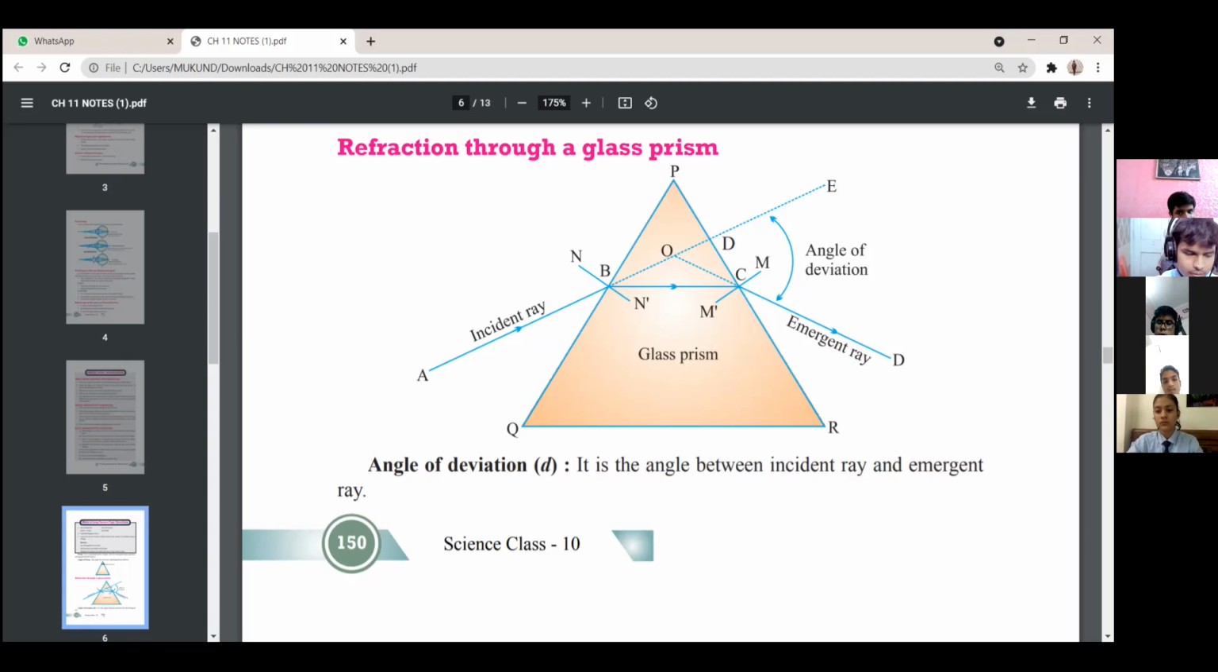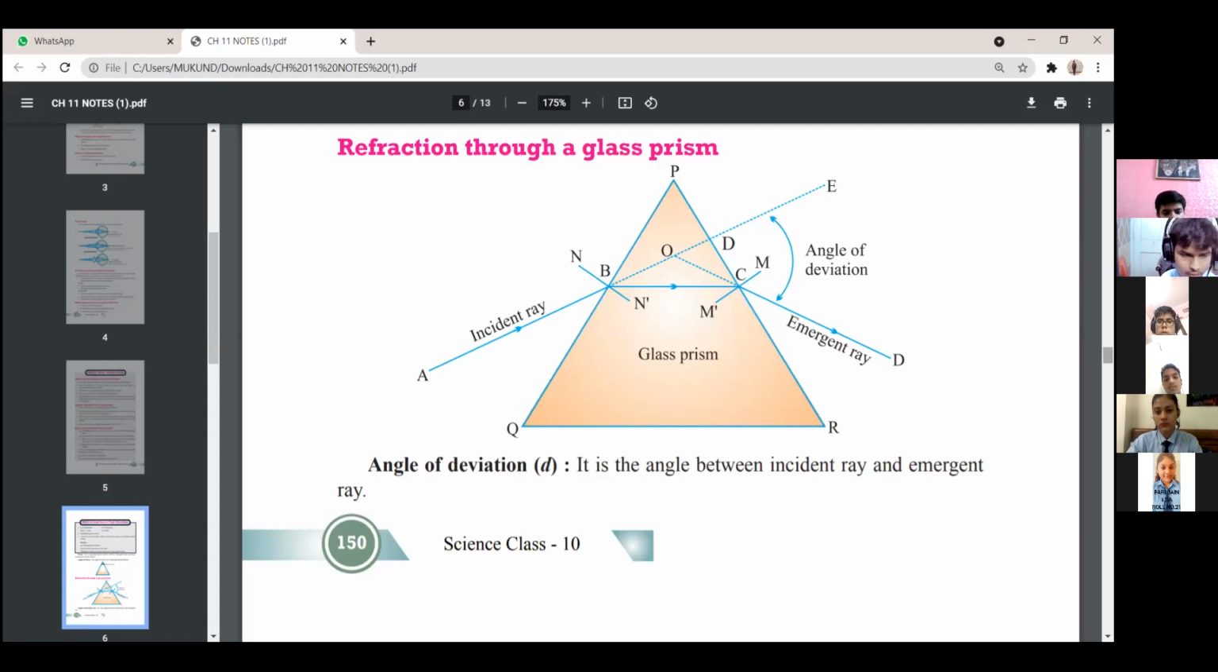That is known as refraction, the bending of light. When light falls obliquely from one medium to another medium and changes its path, it is known as refraction. So it refracts towards the normal. And when the same ray comes out from the glass to air, it bends away from the normal. This is the normal; it bends away from the normal.